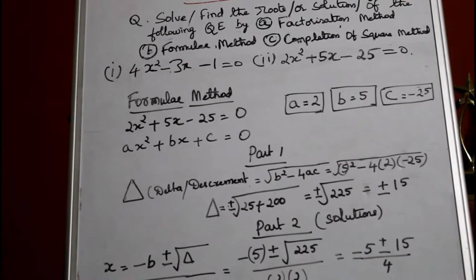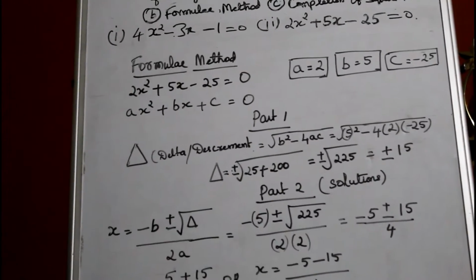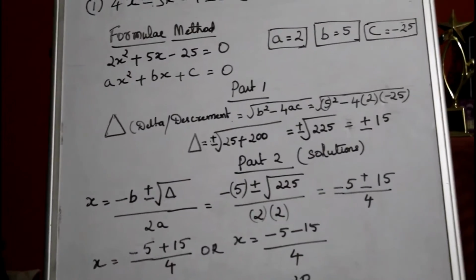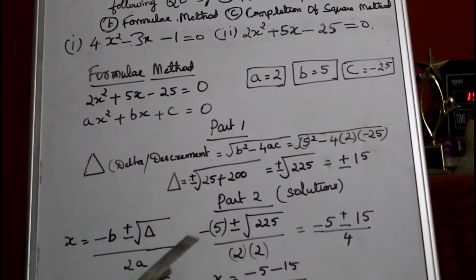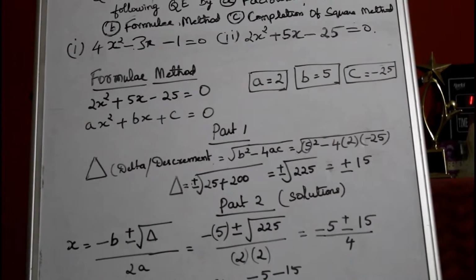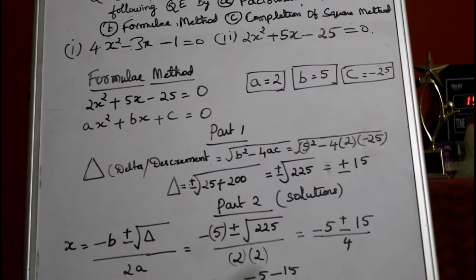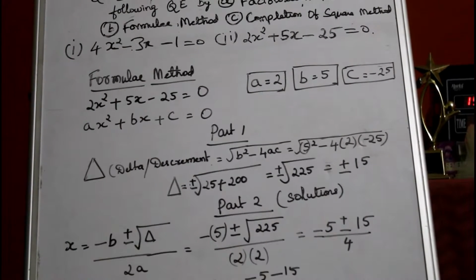Now we'll go to the second method, called the formula method. Though the factorization method is easiest and preferred, the formula method is foolproof, in the sense that you'll get the solution directly. If you're not able to split the numbers, sometimes you get big numbers, then the formula method is much safer, where you get the answer.